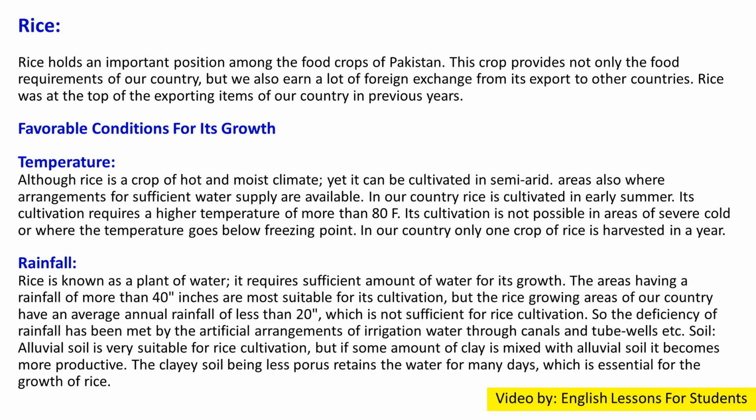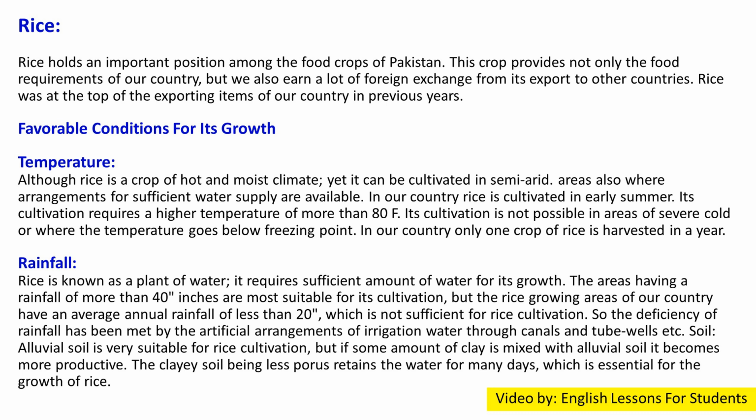Favorable conditions for its growth. Temperature. Although rice is a crop of hot and moist climate, yet it can be cultivated in semi-arid areas also where arrangements for sufficient water supply are available. In our country, rice is cultivated in early summer. Its cultivation requires a higher temperature of more than 80 Fahrenheit. Its cultivation is not possible in areas of severe cold or where the temperature goes below freezing point. In our country, only one crop of rice is harvested in a year.